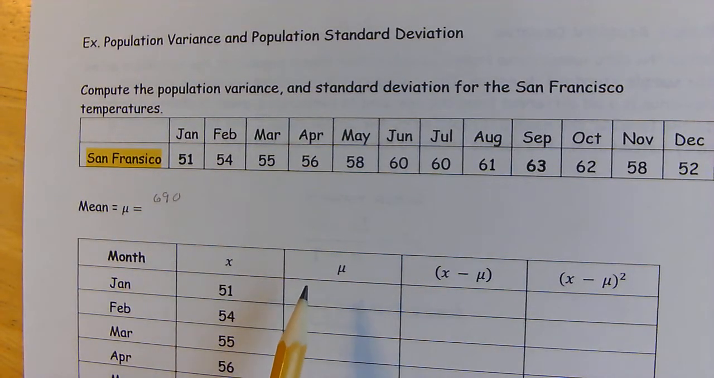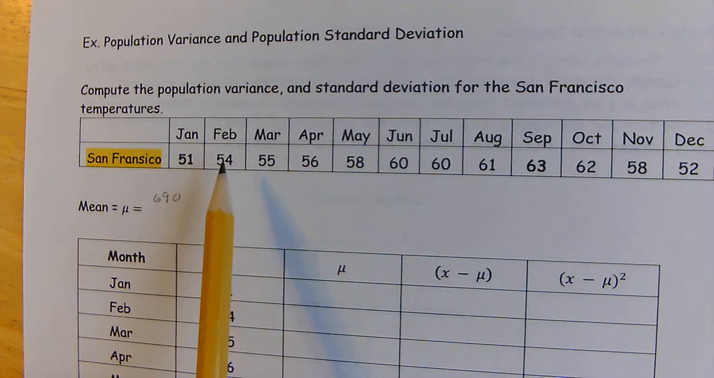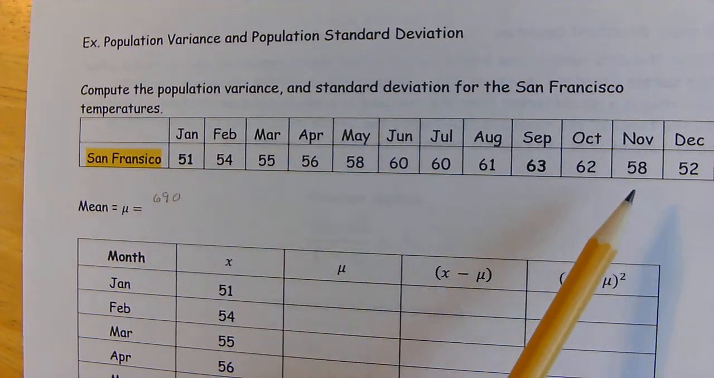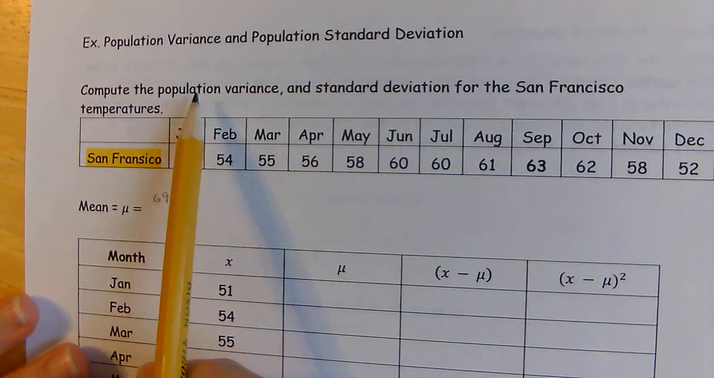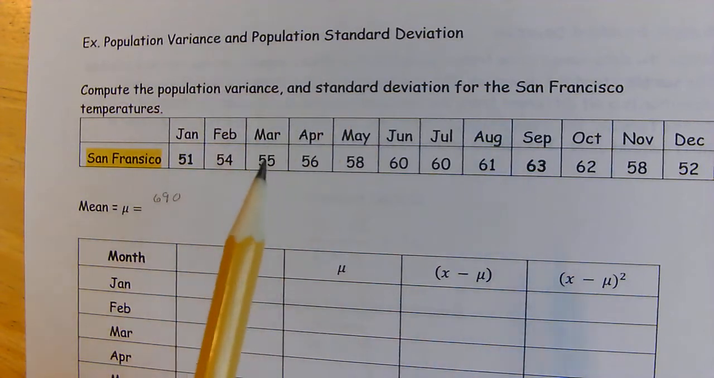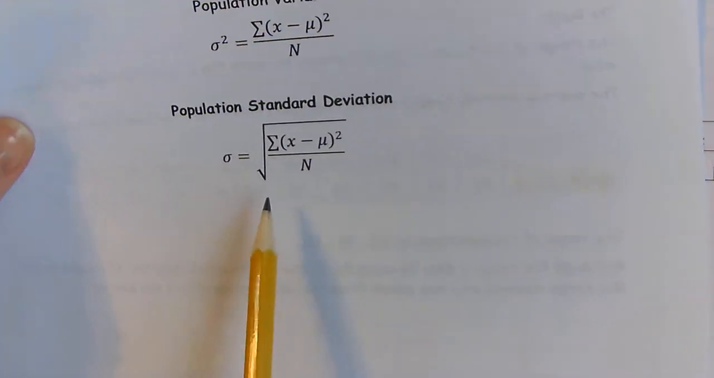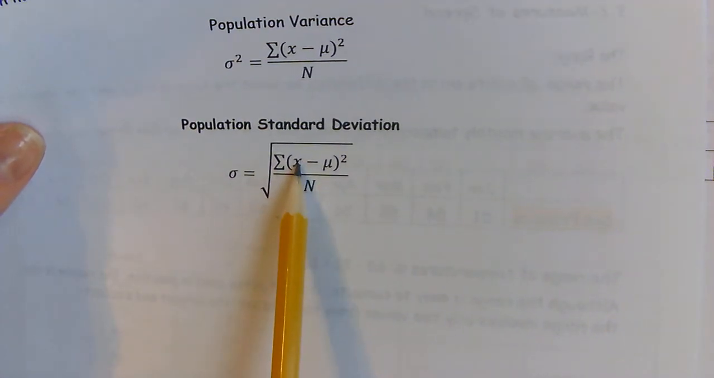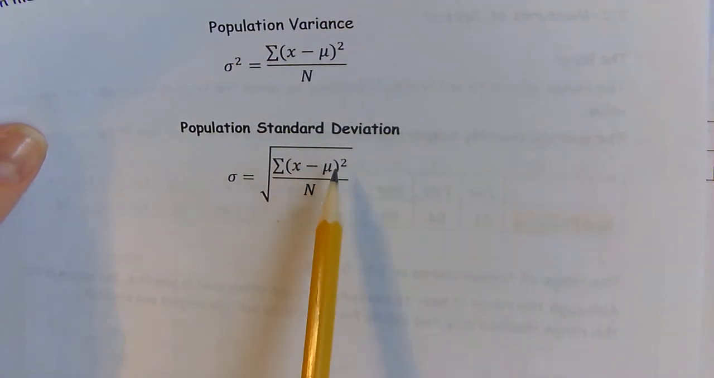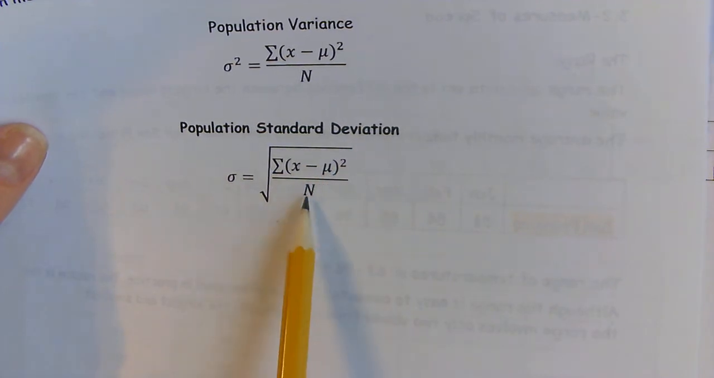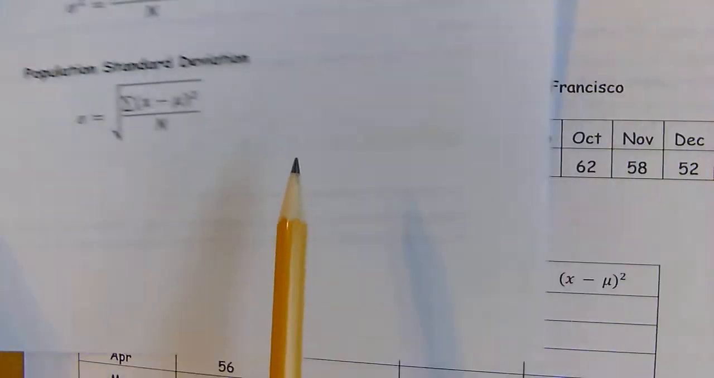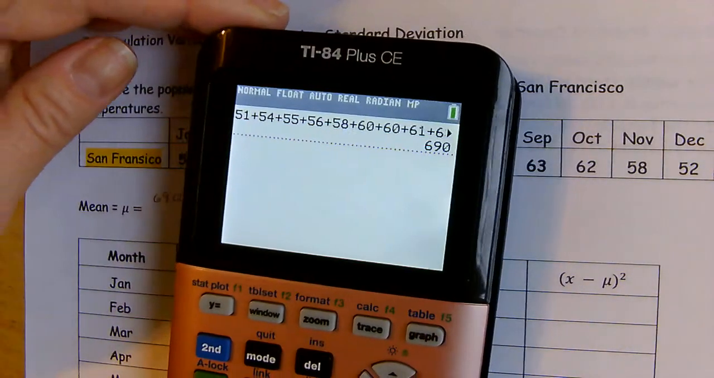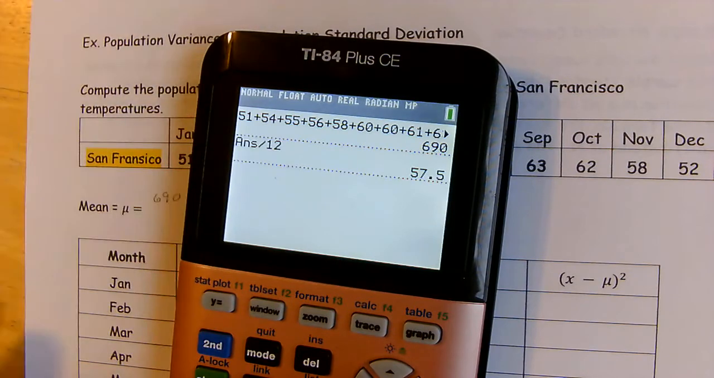Okay, so the same problem, we have the average temperatures for San Francisco. So I have a sample size of 12 because there's 12 months. We're going to compute the population variance and standard deviation. So this is the formula that we need. So each of this X is going to be the 12 months, the temperatures of each month. The mean, well, we have to figure out what the mean is. The N here is 12 because there's 12 months. So I add all these temperatures up, divide by 12 to get the mean.